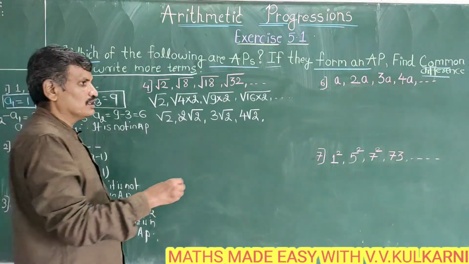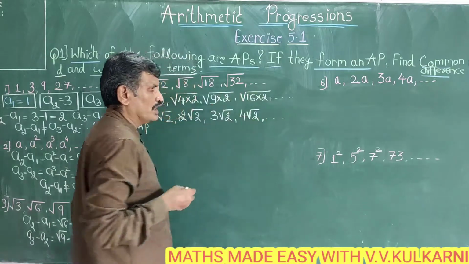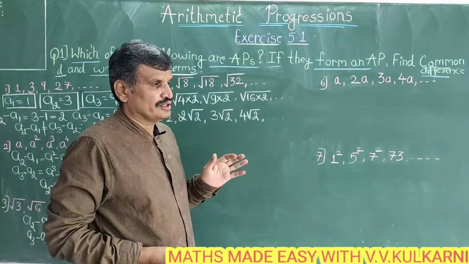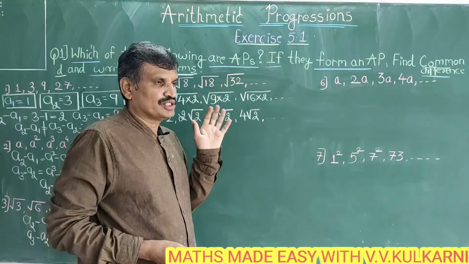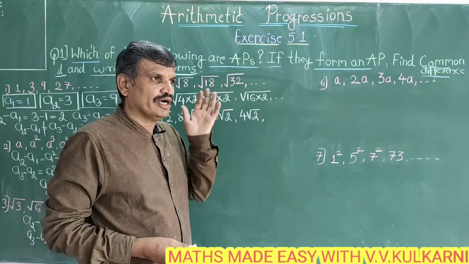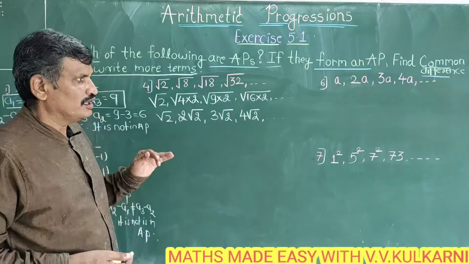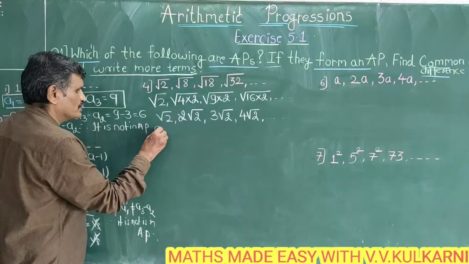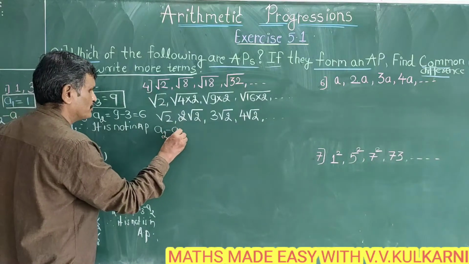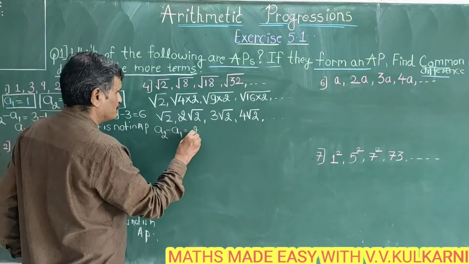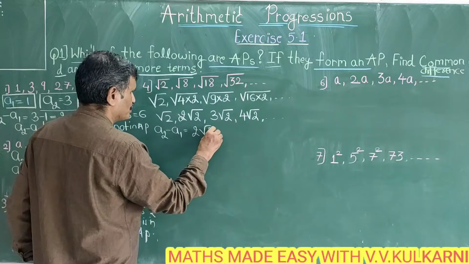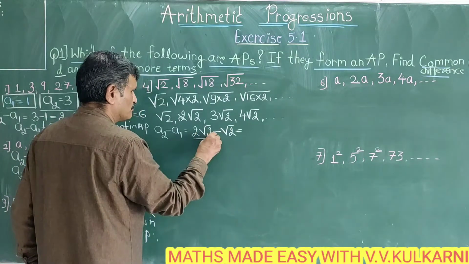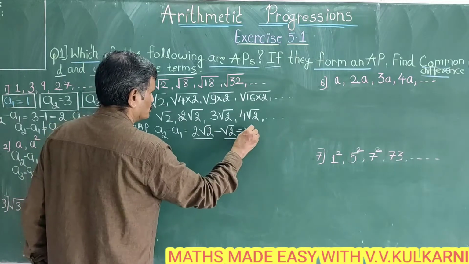You will say, sir, next term is 5 root 2, I know it. Next term is 6 root 2, 7 root 2, 8 root 2, I know it. But let me check whether it is in AP or not. Let us see the difference between the second term and the first term. Second term is 2 root 2 minus first term 1 root 2. So 2 times root 2 minus 1 times root 2 is 1 root 2.